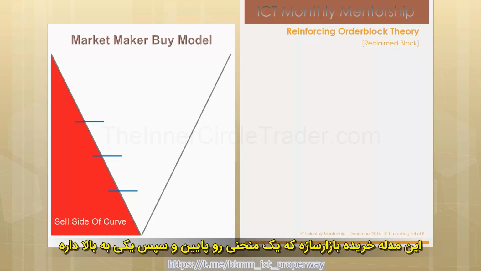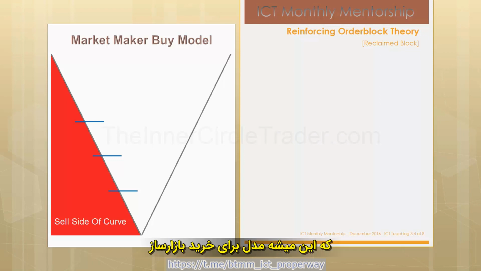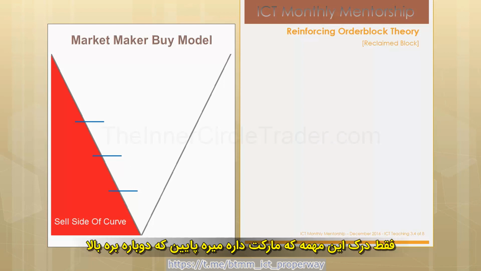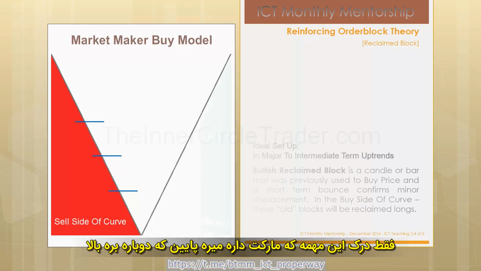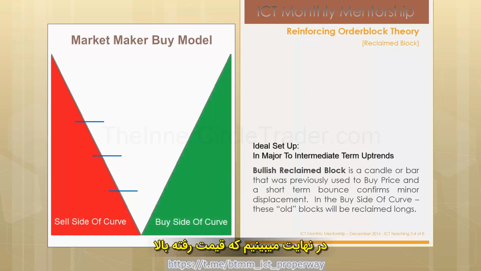Now this market maker buy model, the curve is basically a price swing lower that trades higher. That's all the market maker buy profile or model is. It's just understanding that the market's going lower to go higher. Eventually, we'll see the price move higher off of a major support level, and we'll start seeing the buy side of the curve come underway.